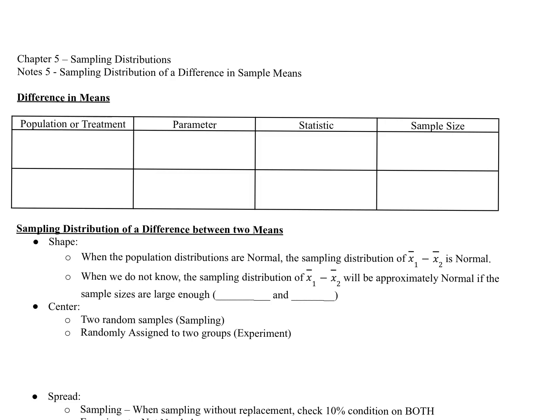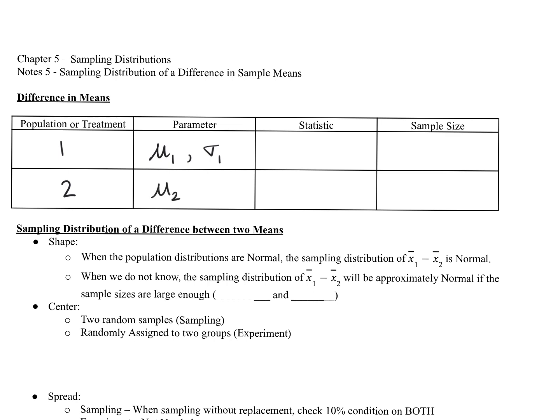So similar to section 3, when we looked at sampling distributions for a difference in proportions, we're going to do the same thing in section 5, but for means. So for each population or treatment, so our two populations or treatments, we're going to have a population mean and a standard deviation. So a mu1 and a sigma 1.